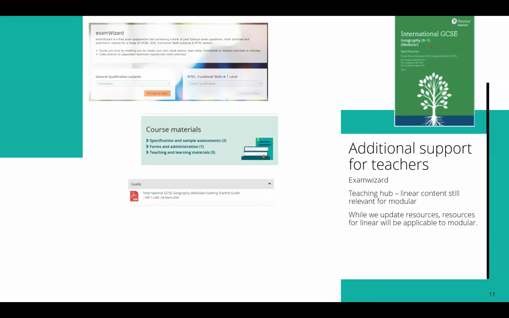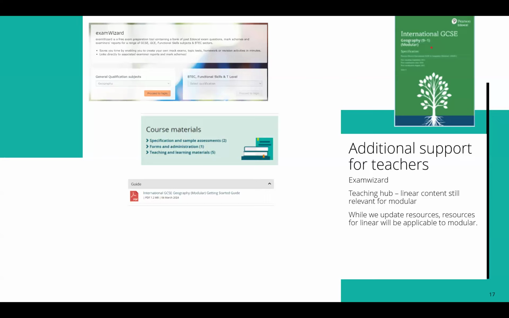So one question is to confirm that the actual exam papers for each unit will be set out the same as the linear approach. More than likely, yes, because obviously the skills and approaches are pretty much the same. But I'd direct you to the sample assessments, which will show you the way in which modular exam papers will be set out.